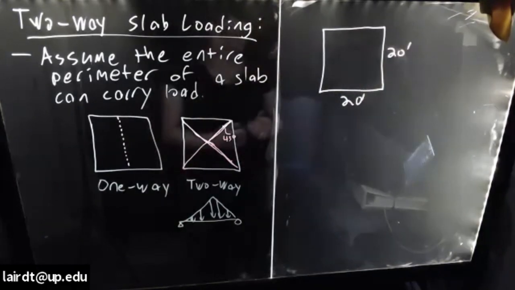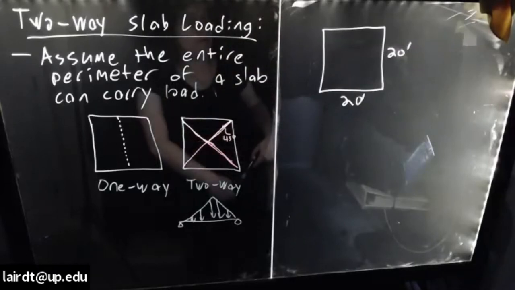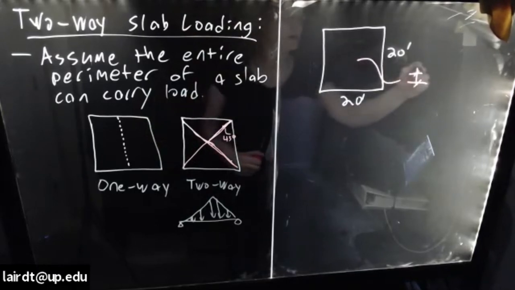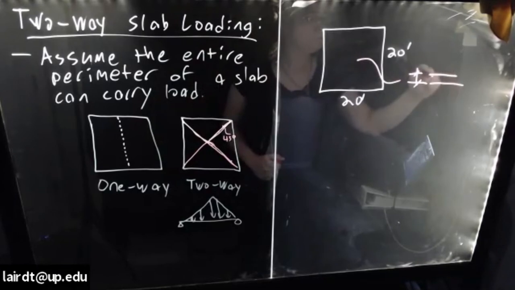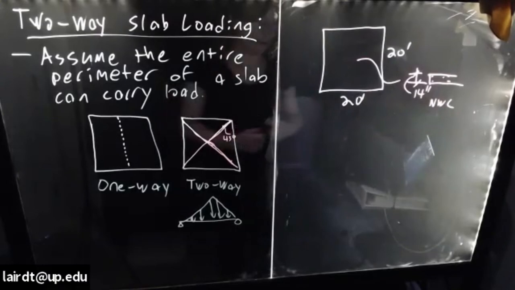And to make this interesting, let's say the slab is 14 inches thick of normal weight concrete. That's what counts as interesting in my day. Anyway, that's how interesting I am. That's neither here nor there.